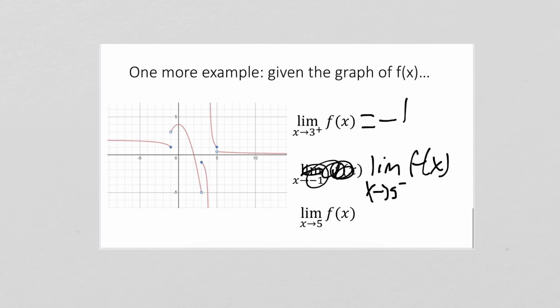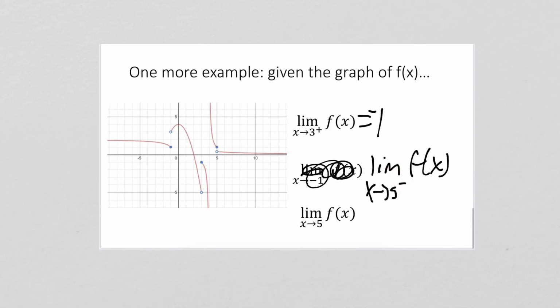What about 5 from the left? So here's x equals 5. I messed up 3 from the right. I accidentally did 3 from the left, so let's try that again. Oh no, I got so messed up. I was looking at this, so let's fix that again. 3 from the right is equal to negative 1. I was suddenly looking at x equals negative 1. So yeah, 3 from the right is equal to negative 1.